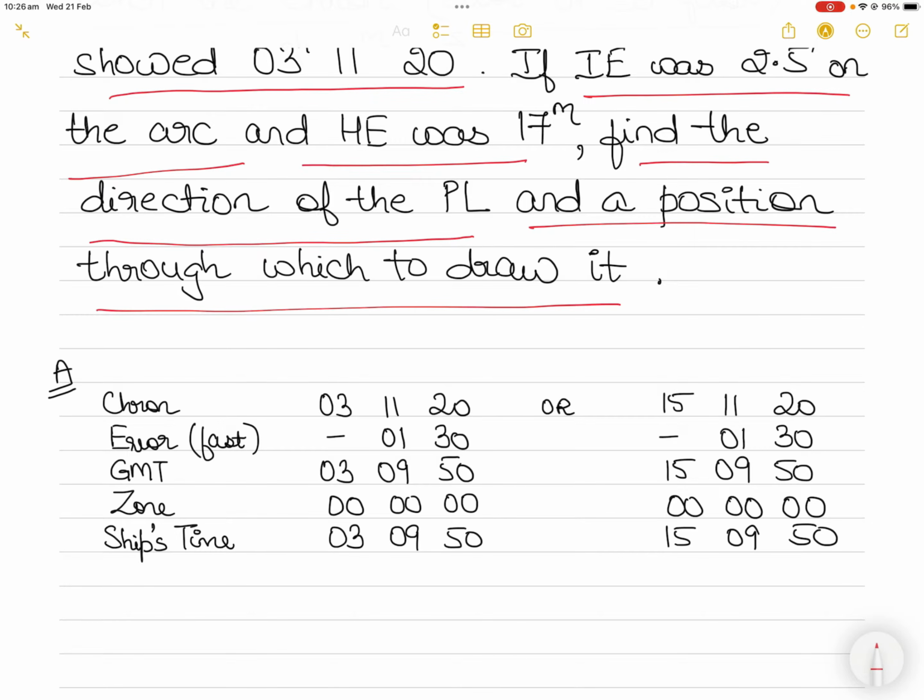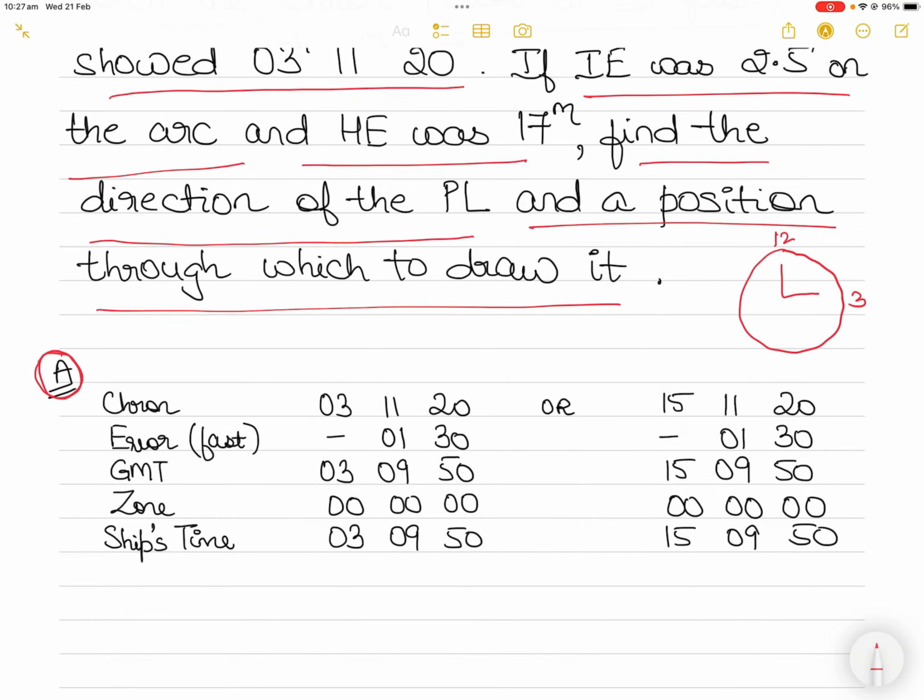Alright, so here I have started the question a little bit to get a head start. Otherwise the question becomes very long. So we've written the chronometer time which is given to us, which is 3 hours 11 minutes and 20 seconds. Now when the chronometer time is given to you as 3 hours 11 minutes and 20 seconds, it could mean 3 in the morning or 3 in the afternoon. We don't know. It's just like an analog watch. If I have an analog watch with numbers written on it and it shows 3 here, this is how it looks like on the chronometer.